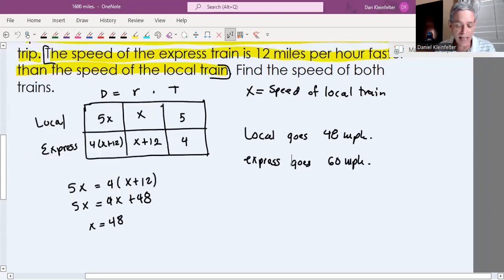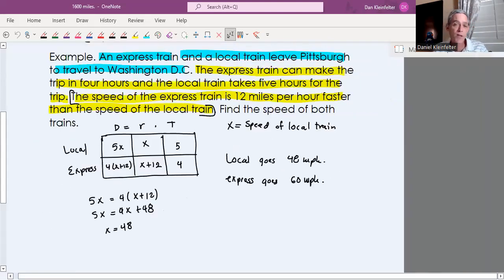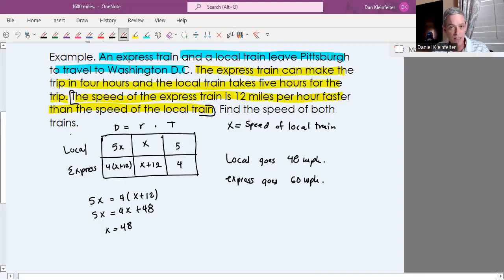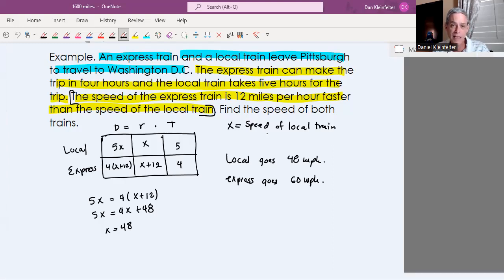All right, and that's the end of that example. To just recap, the first thing we did was recognize that it's a uniform motion problem. I drew out a table with distance, rate, and time for the columns. The two actors in our story are two trains, an express train and a local train. Then we went through the story problem and figured out what we were trying to find. In this case, it was the speed of both trains. I chose a variable to be one of them. And then we went through and picked out all the information from the problem and put it into the table.